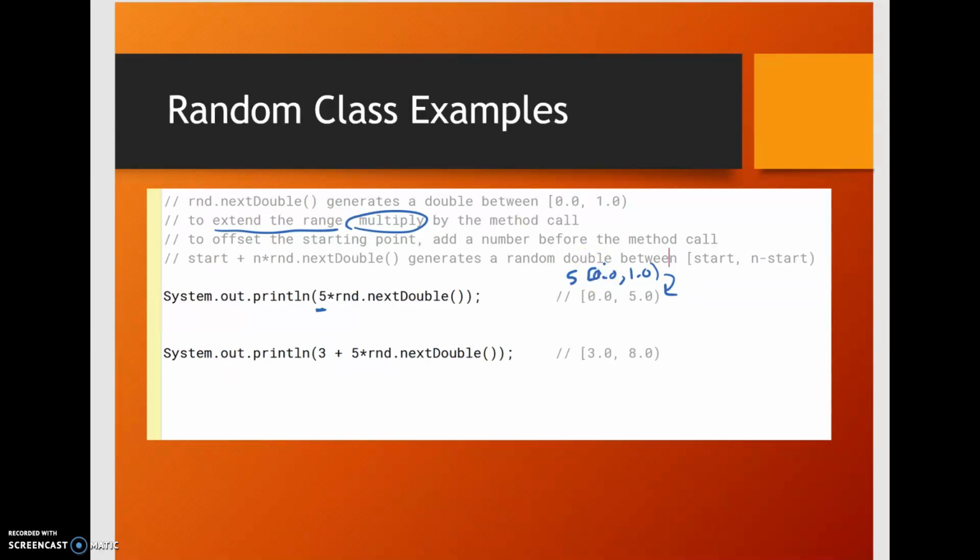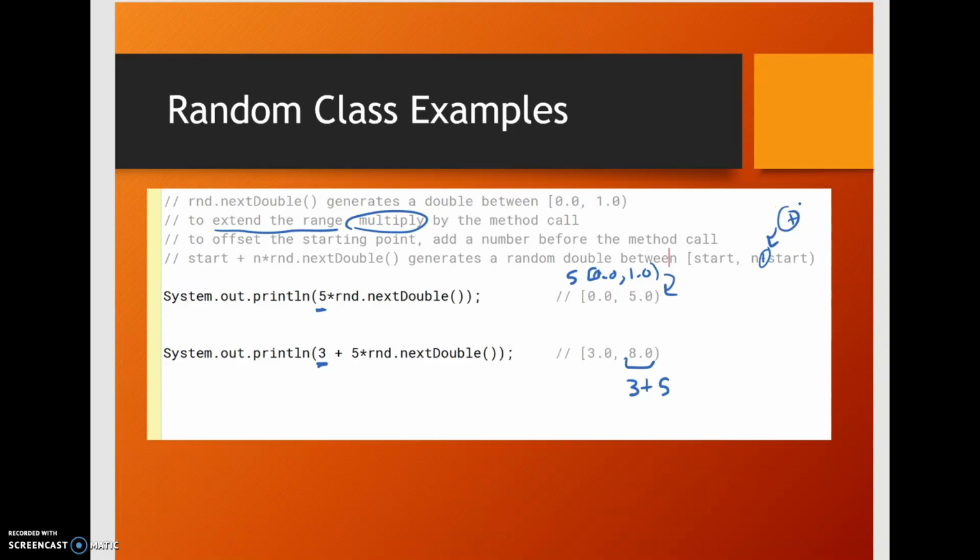Now, just like with the integers, if I want to offset the starting point, then I'm going to go ahead and add a number to it. This should be a plus sign right here. Then that will be from the starting point to the starting point plus the range, which gives me my last value. So this should be a plus sign. Please correct your notes. I thought I caught that.